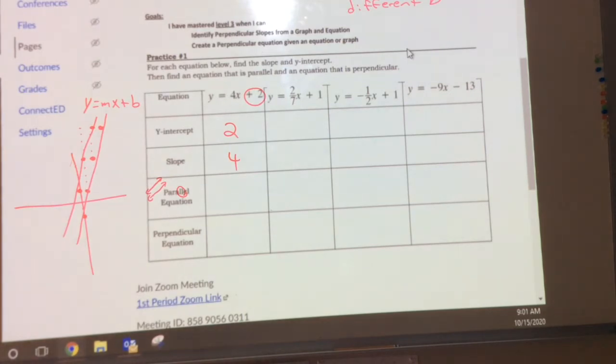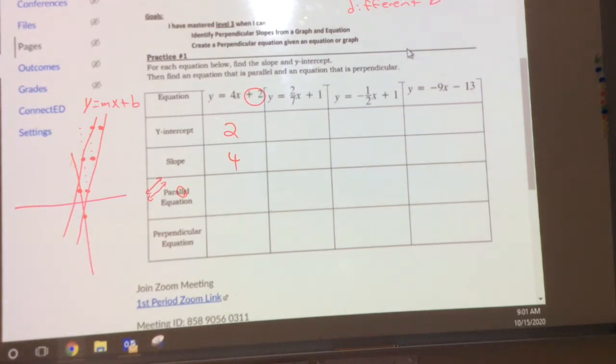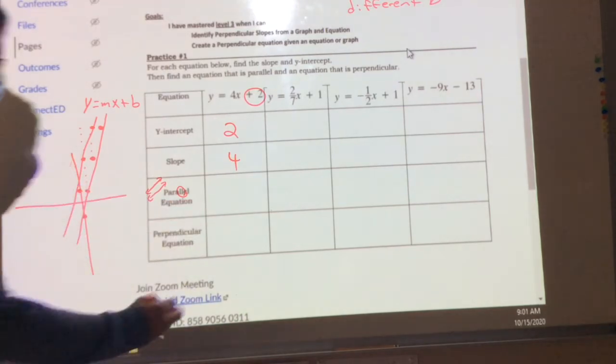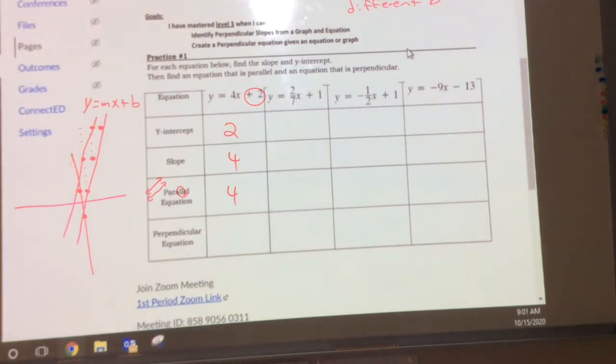All right, so let me ask you this question. What is the slope of a parallel equation? It's the same. So what is the slope of the parallel equation? 4. All right. Everybody feel pretty good about parallel at the moment.